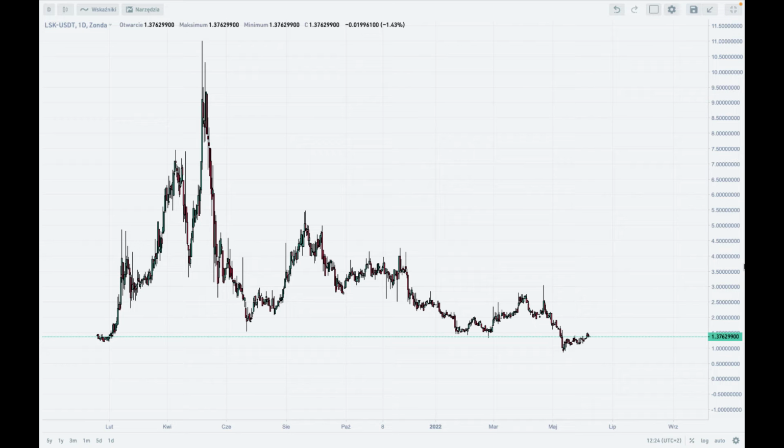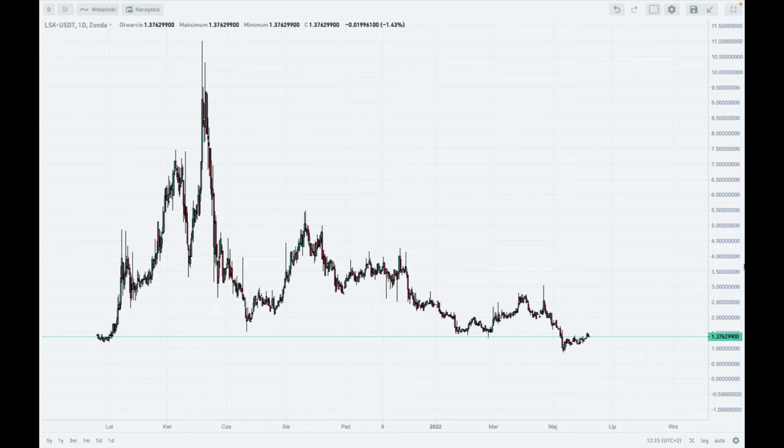Let's take a look at the Lisk to Tether at the daily time frame chart on the Zonda cryptocurrency exchange. As you know, I'm using the Japanese candlesticks, classical technical analysis, and sometimes the Fibonacci projections and retracements together with the Elliott wave theory. So what do we have here on this chart?